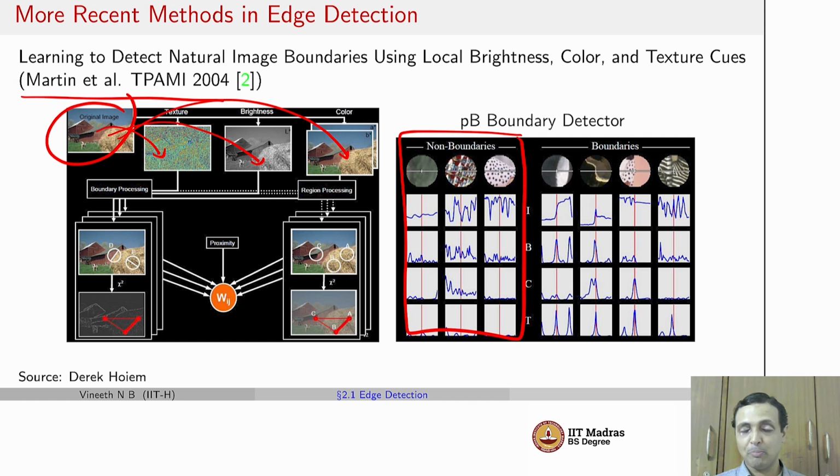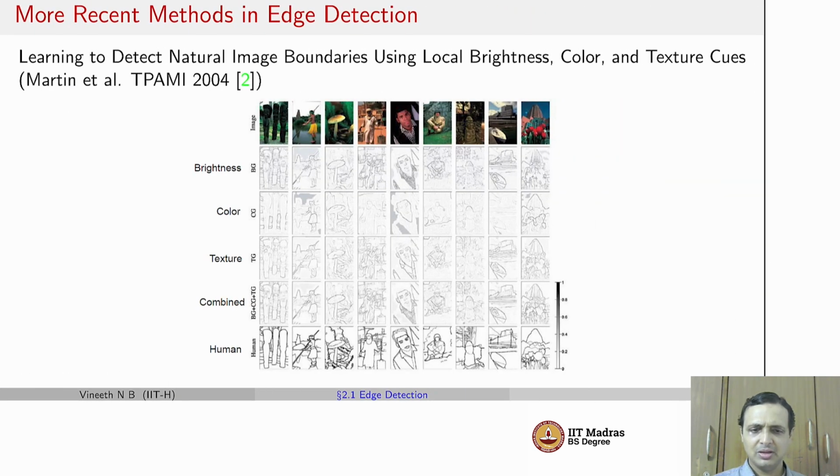a certain set of patterns that you see, whereas for boundary regions you see a sharp change in the pixel values. They simply use this idea to provide these texture, brightness and color values at every pixel to a classifier which tells you whether a particular pixel is an edge or not an edge, and they then find a way to combine this information from multiple sources, brightness, color and texture, to give their final edge detection. So here is an example of how their method works.